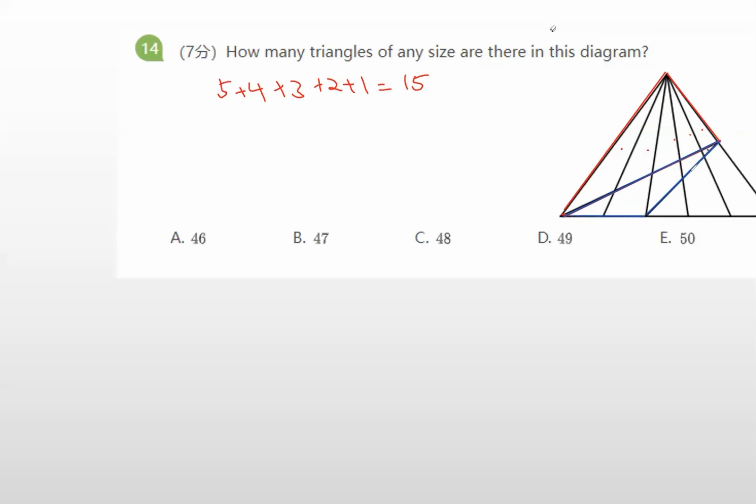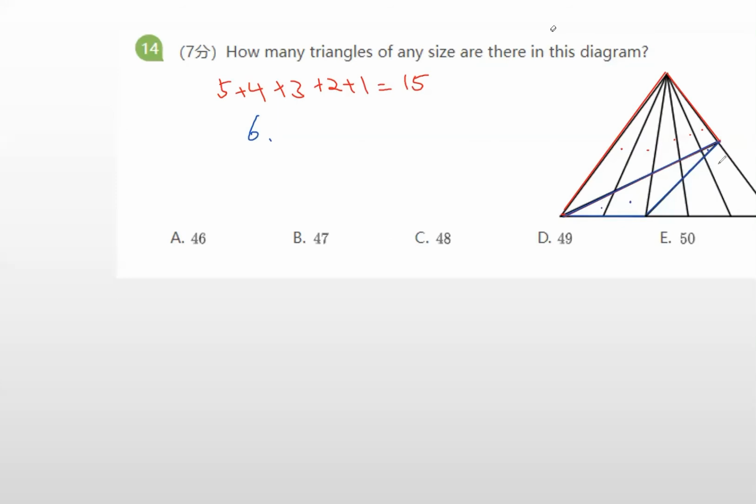So here we got one small triangle here. So one, two, three, four, right? Four triangles, five, six, six triangles. Remember, see that? One, two, a big triangle, three, four, five, six.